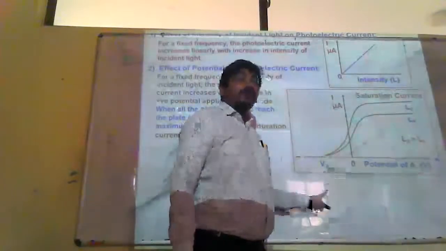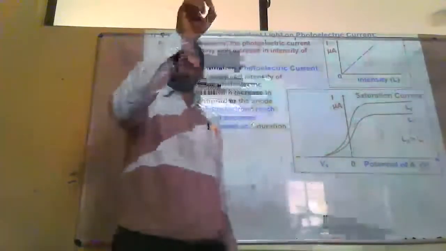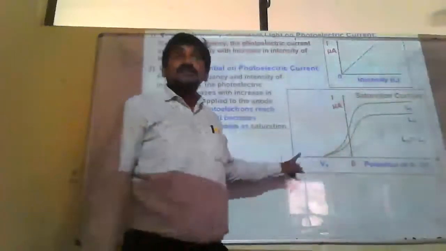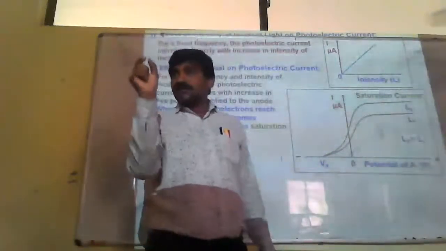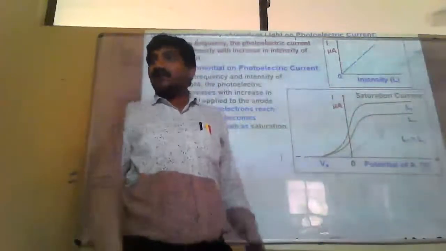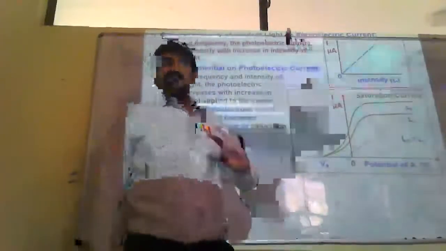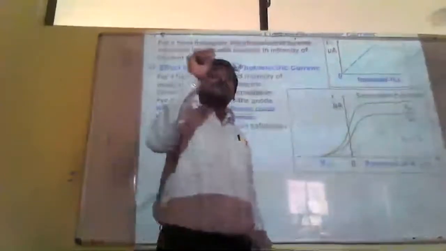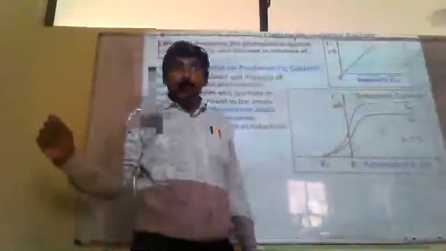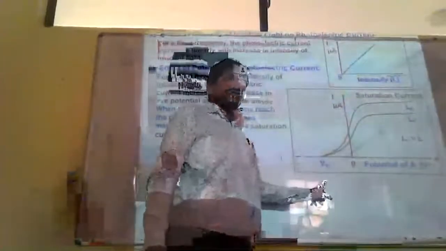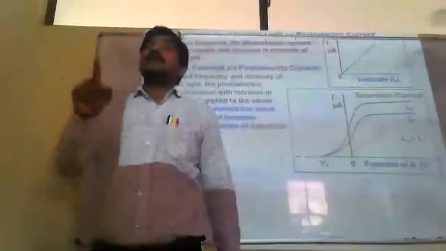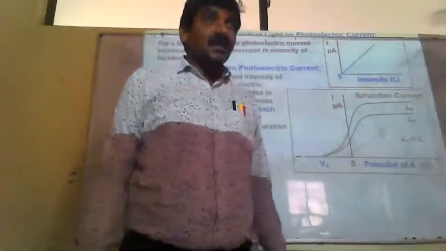When you are increasing negative potential by decreasing the positive potential, the point where the photocurrent is zero is called the stopping potential. What is it? Stopping potential. Most important term in the photoelectric effect. One is the threshold frequency, another one is the work function. Next, stopping potential: the potential at which photoelectric current is zero, we call the stopping potential or else cutoff potential.